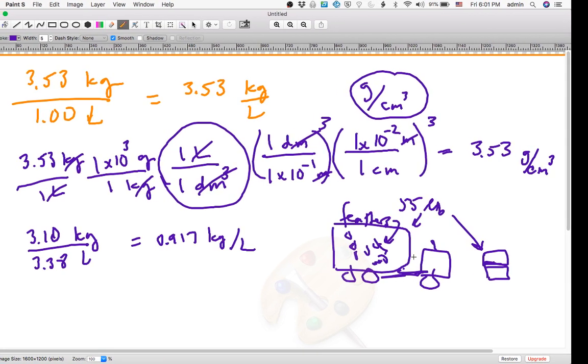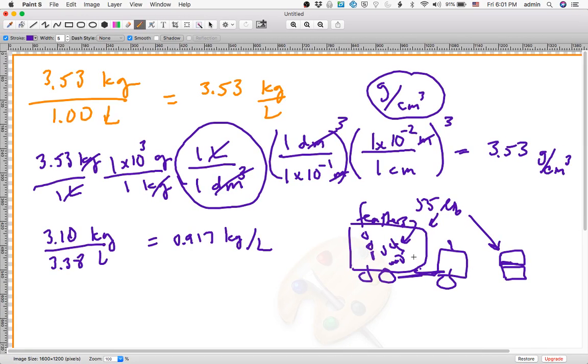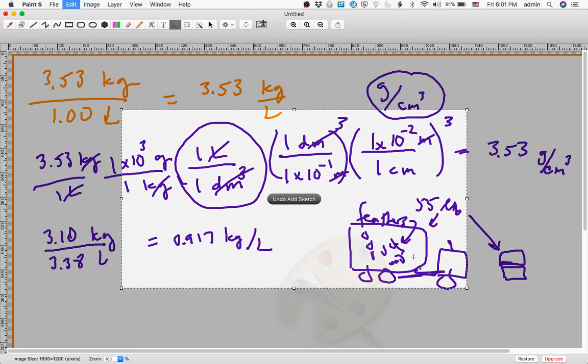I'd like to share with you something else about density. Oops. How do I? I'll just make another one.